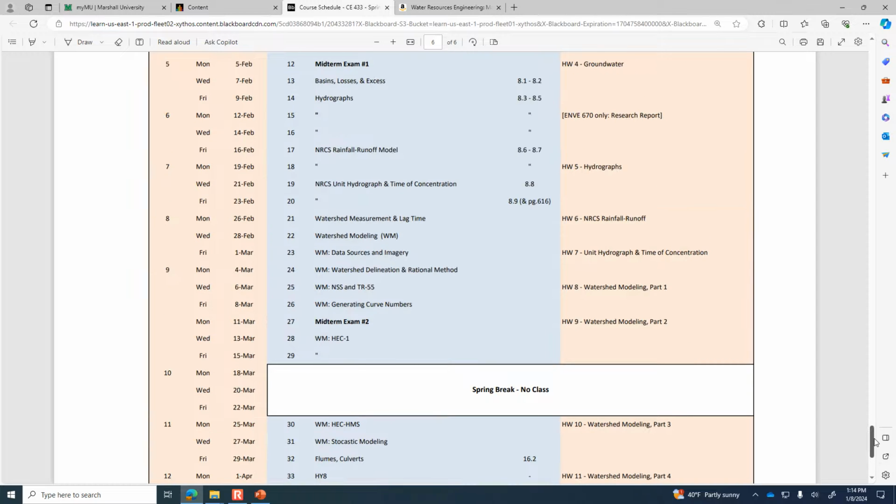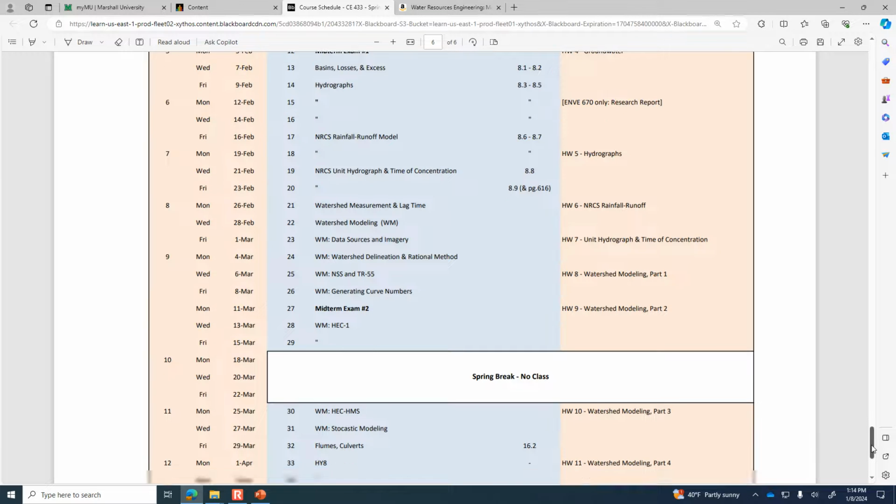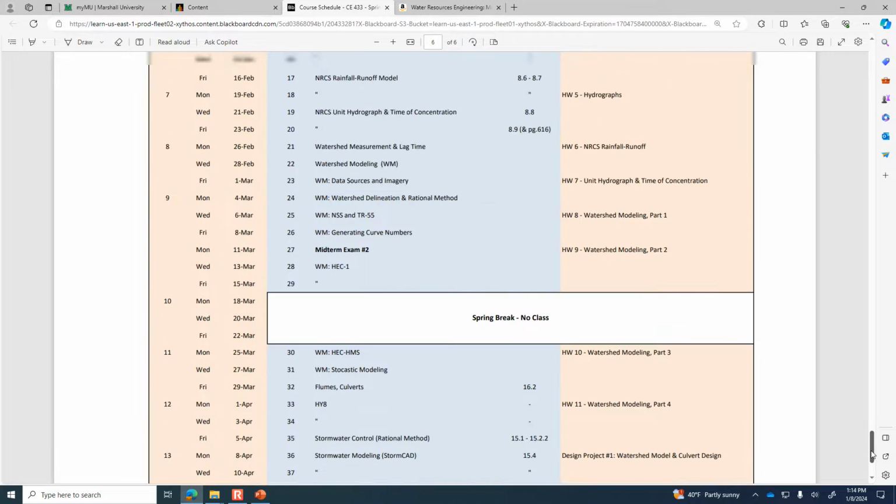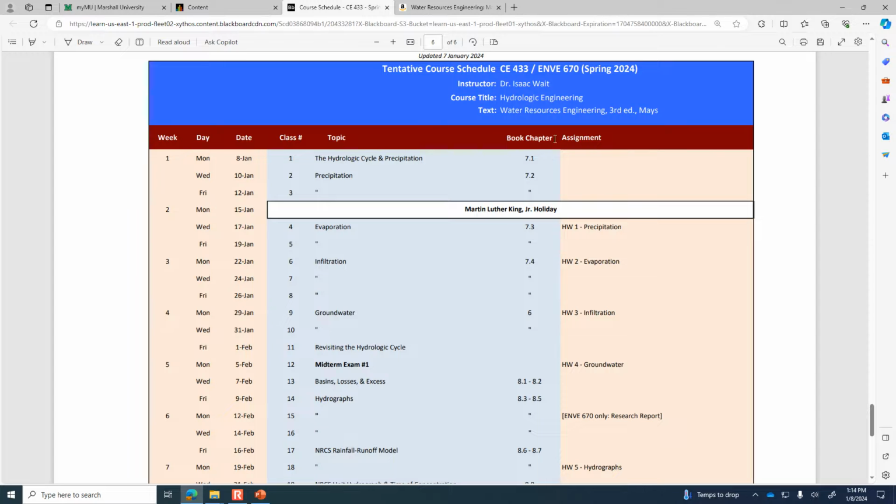Any questions on the syllabus or schedule? No? Well, if anything pops up, you can send me an email or stop by. This shows what you're supposed to be reading in the book as well. So, ironically, both hydraulics and hydrology, we start in chapter 7. I don't know, there's something magical about 7, but that's where we start.